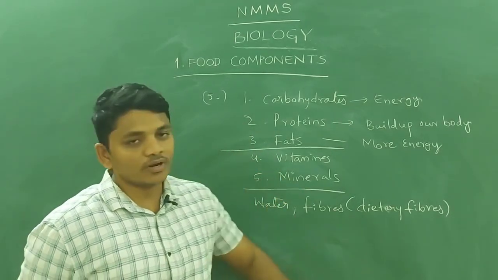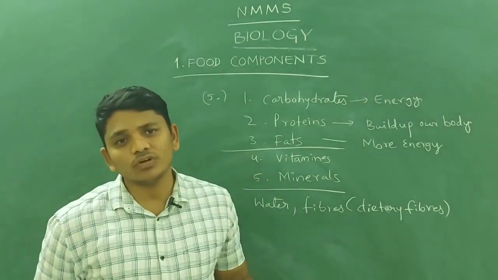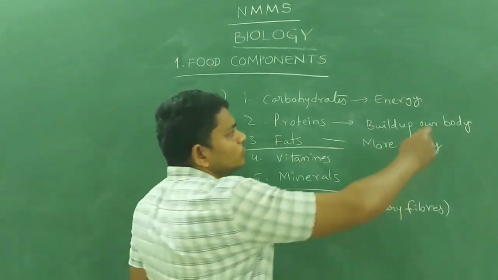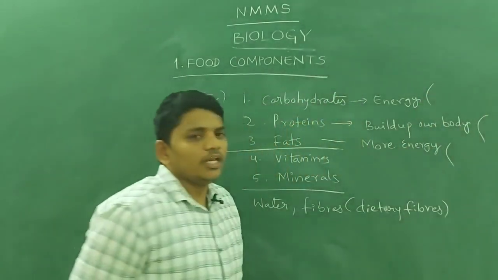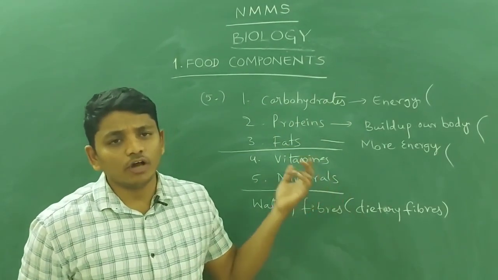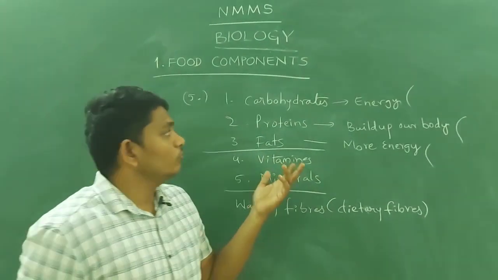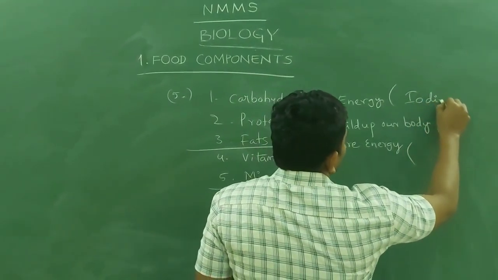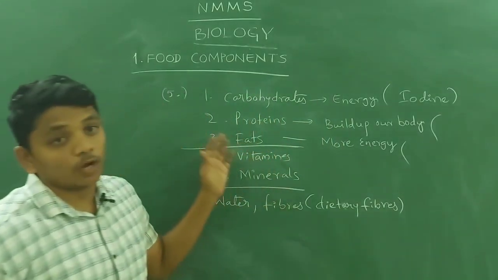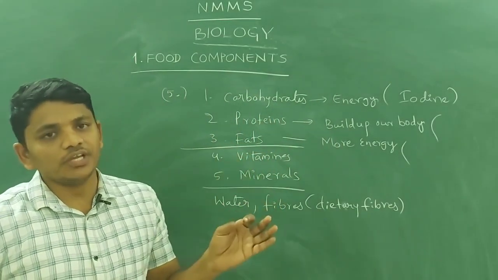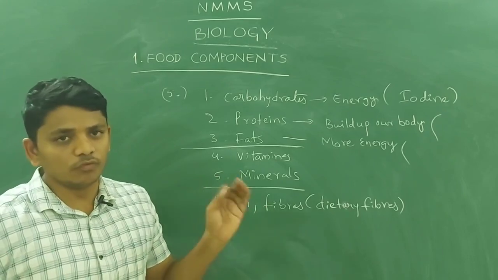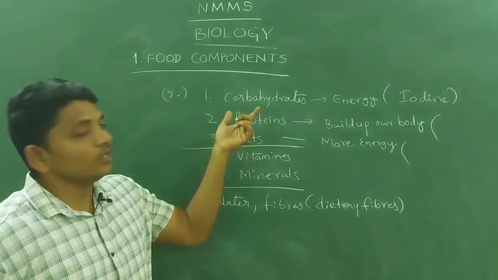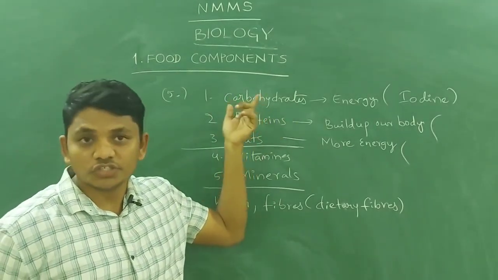And vitamins and minerals and water and fiber, these 4 things are needed by our body in smaller amounts. If we want to check whether our food has carbohydrates, proteins or fats: to check carbohydrates or starch in the food, we have to use iodine. With the help of iodine, we can check the presence of carbohydrates or starch.